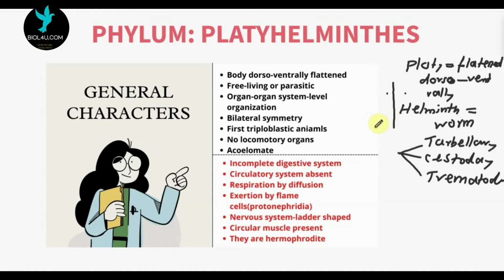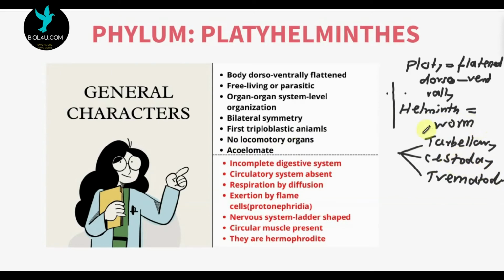So from this onward, all the phyla, all the organisms, belong to the triploblastic condition. Okay. The next character, the locomotory organ. In this animal, there are no locomotory organs because the Cestoda and Trematoda are completely parasitic. So this parasite does not require any locomotory organs.